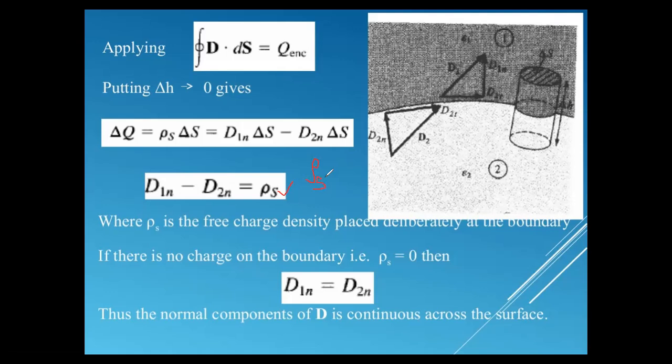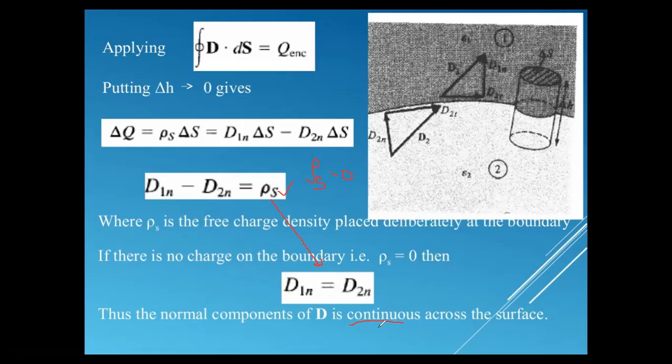For a charge free region, what will be the value of 0? Again, now there's a very important conclusion. For a charge free region, this is continuous, because now D1n is equal to D2n, but very strictly for a charge free region.